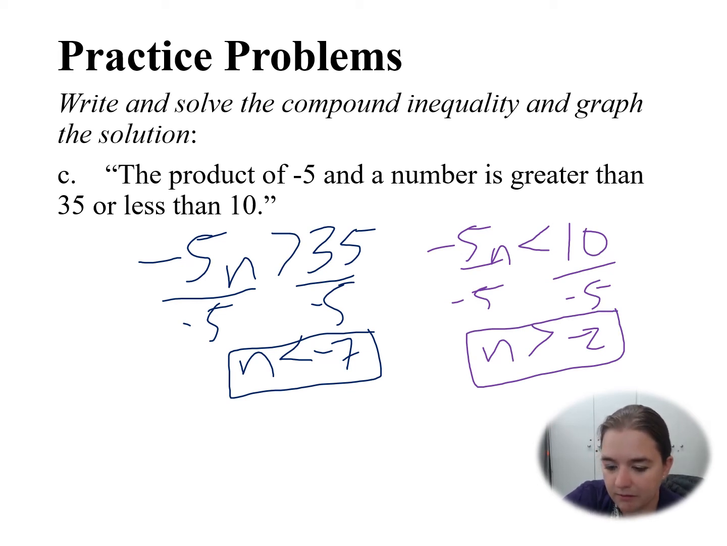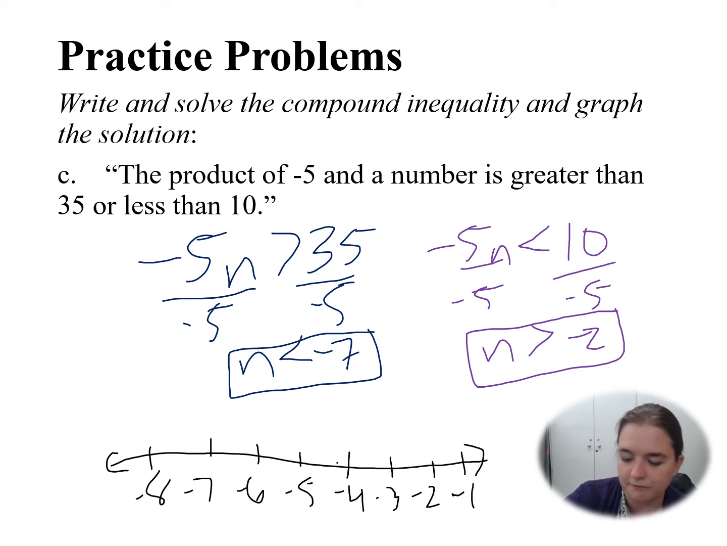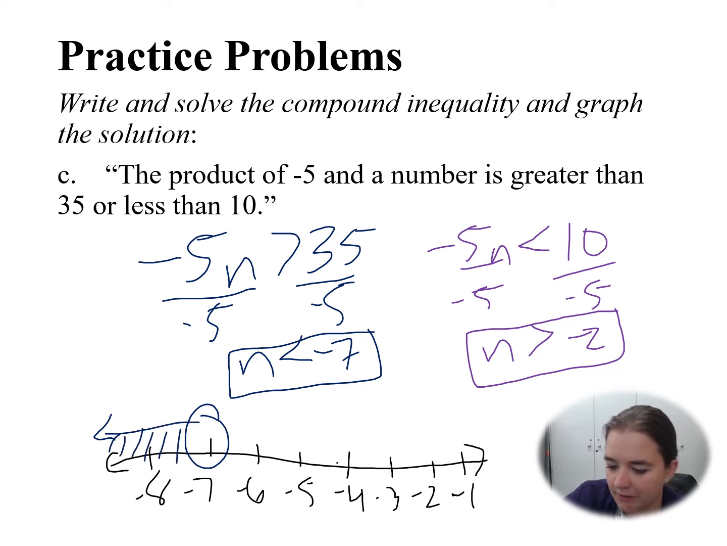To graph my solution, I build my number line, one piece smaller than my smallest and one piece larger than my biggest. For the first one, I had it in this dark blue. I have an open circle at -7, and I know that n is everything smaller than that. Or I have n is greater than -2, another open circle at -2 and everything greater. So I can graph the combination here.